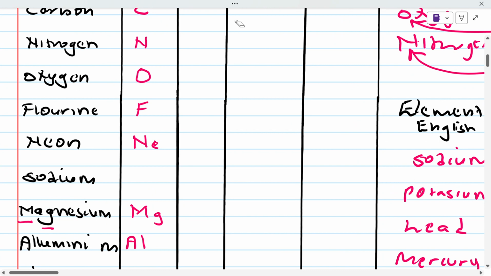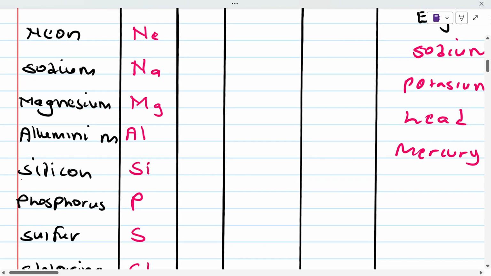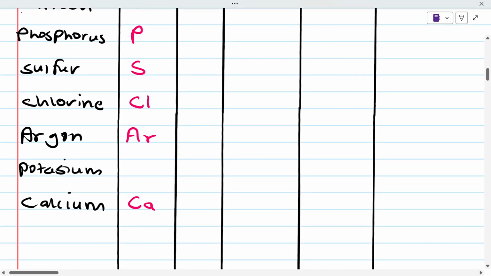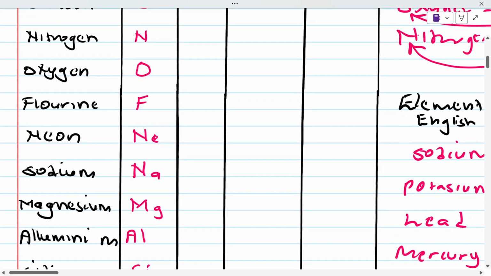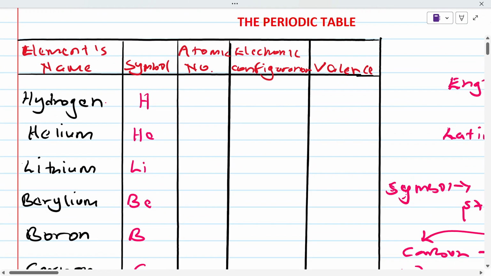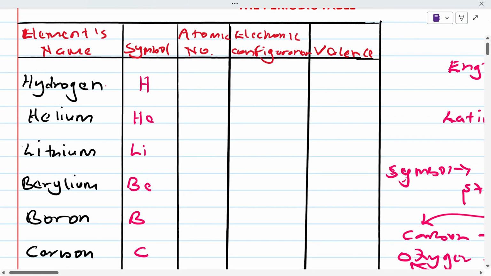Now, I can now go back and fill my table. So now sodium is capital N, small a, which was derived from natrium, and potassium is going to be capital K. Now, I have my symbol column filled.